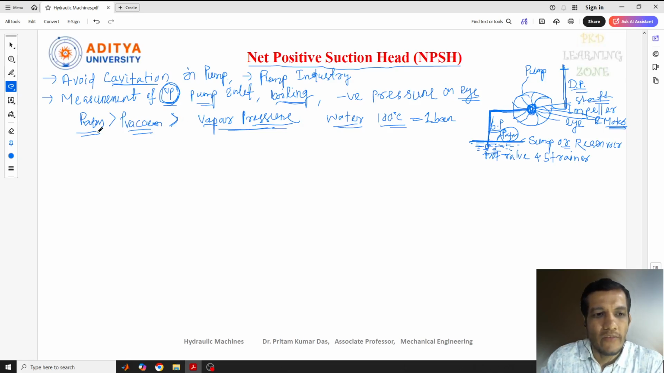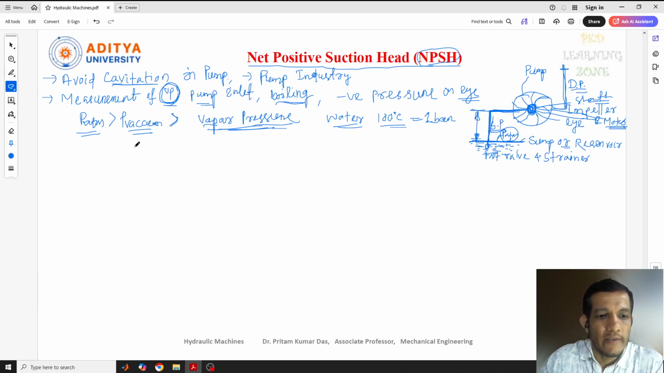Now we need to identify what the role of NPSH is here. The role of NPSH is to identify the suction height, how much it is, and whether the pressure at the suction inlet of the pump is okay or not, whether it is more than the vapor pressure or not. Because if it is less than the vapor pressure, then the water will start boiling. How it will boil, I'll tell you here.